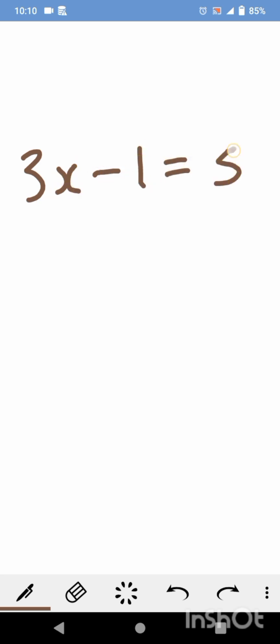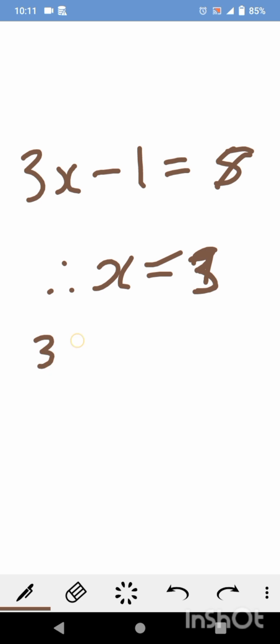Okay, what if you have 3x minus 1 is equal to 8? Now, we know that it is only 9 minus 1 that can give you 8. So, we know that our x here has to be equal to 3, so that 3 times 3 will give you 9, and 9 minus 1 will give you 8. Alright, so with that understanding, it gives us unusual speed in solving problems.